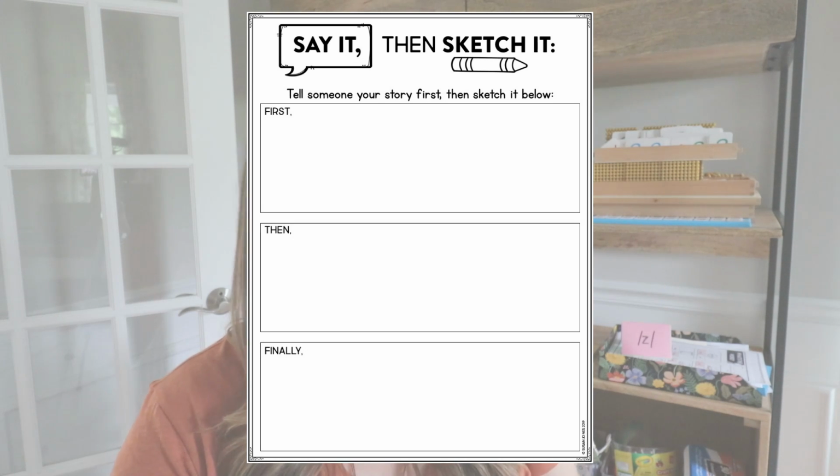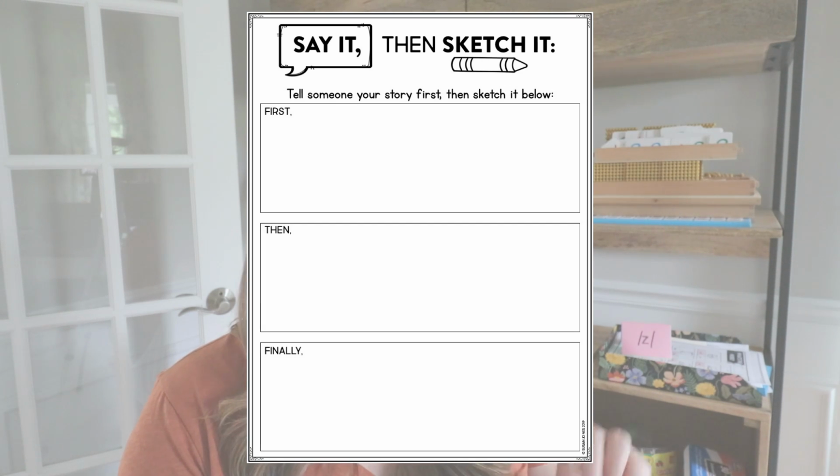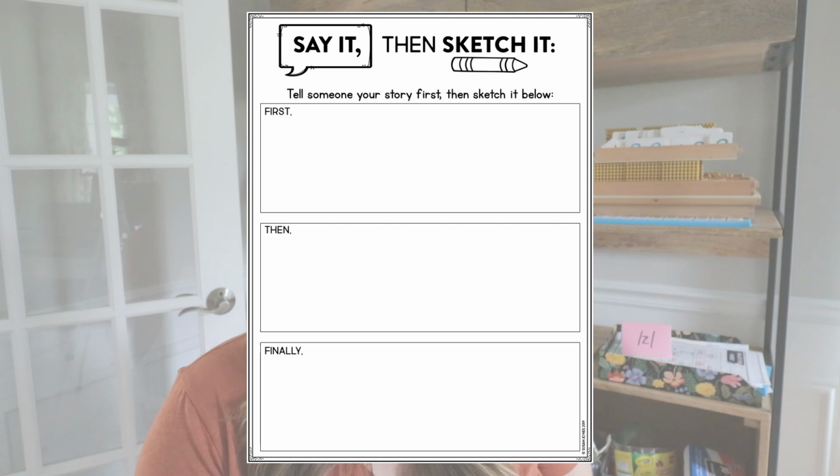I have shared this one so many times before, but it is called Say It, Then Sketch It. I have this one completely free that I will link down below for you to grab. But essentially what I want my students to do is tell someone your story first, then sketch it below. So I have my students go back to their seats. Of course, I have explicitly modeled how to do this first.